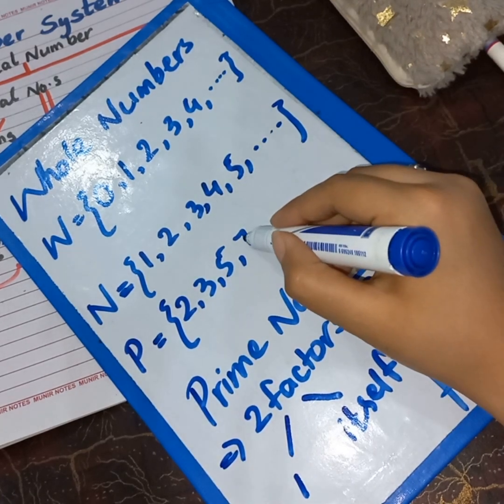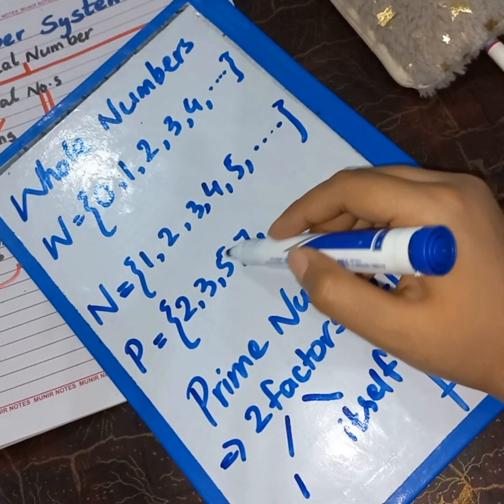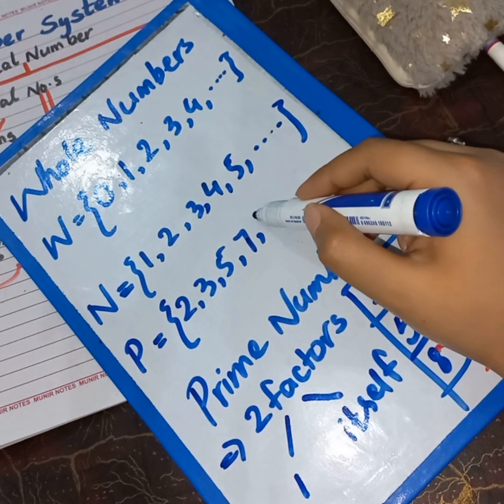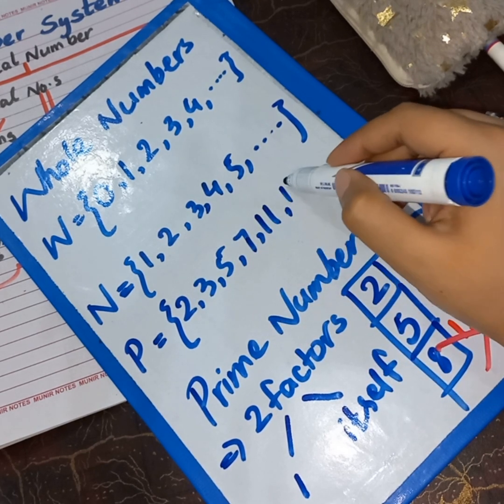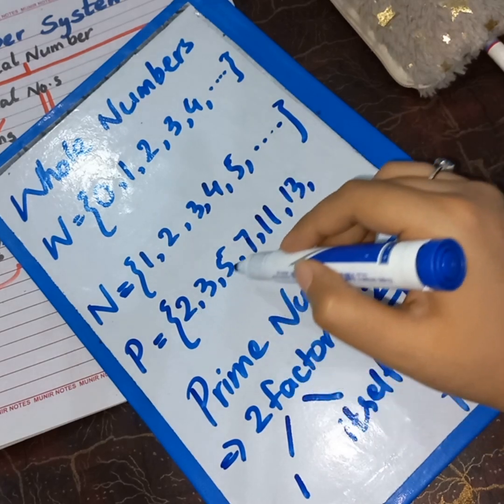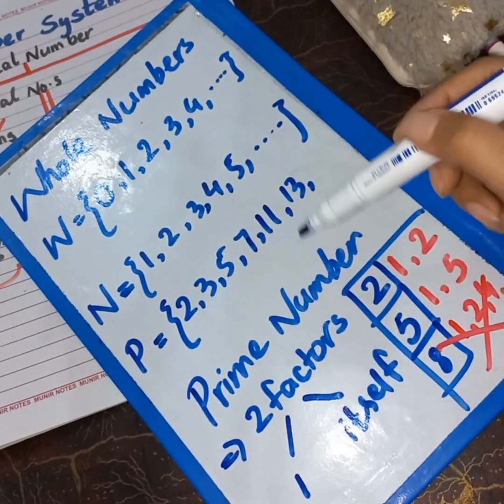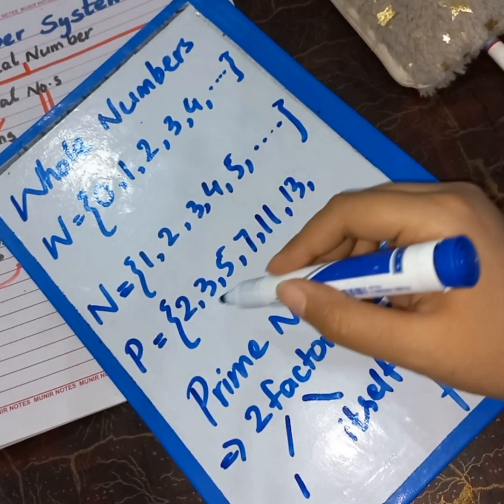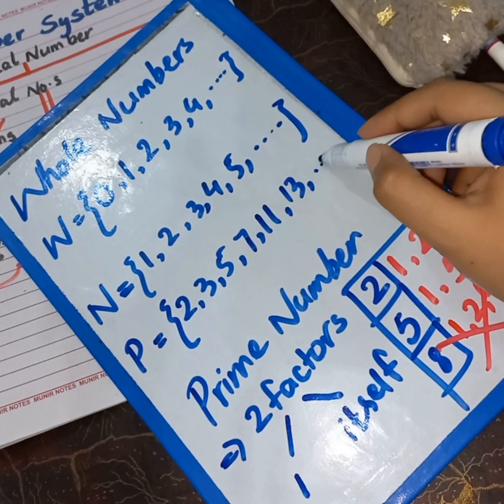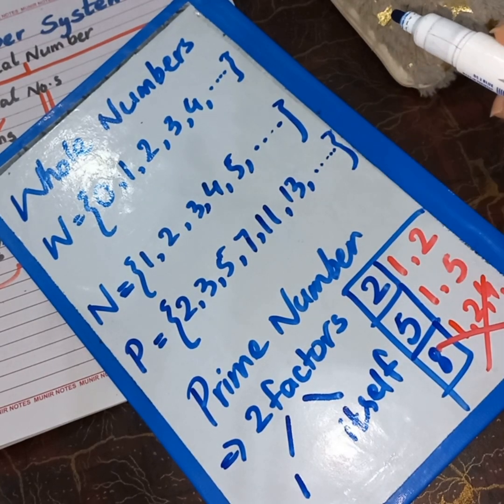So be careful in this regard. Then after 2, we have 3, 5, 7, and then 11 is a prime number, 13 is a prime number. So all those numbers I'm writing, you can see over here, have only two factors. That's why they are part of the prime number set, and so on and so forth. It goes on to infinity.